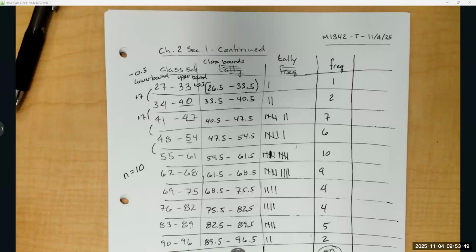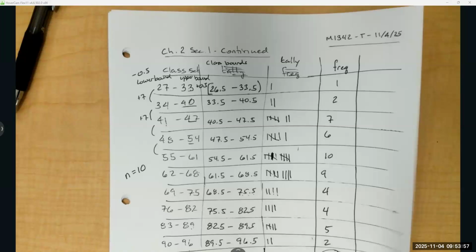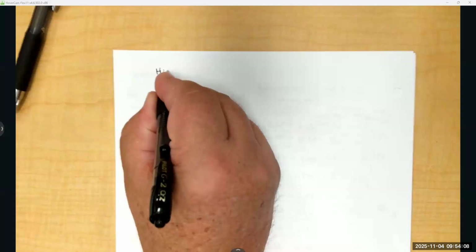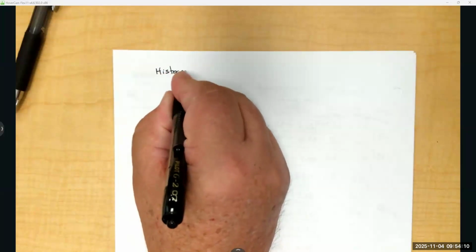What's worth 1,000 words? A picture, a graph. So let's look at the graphs of these. What graph would you rather use? Which is the easiest one to use? The histogram is always the easiest one to use. Why? Because it goes in intervals.